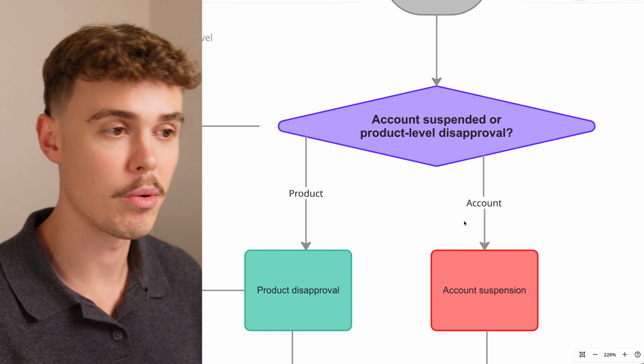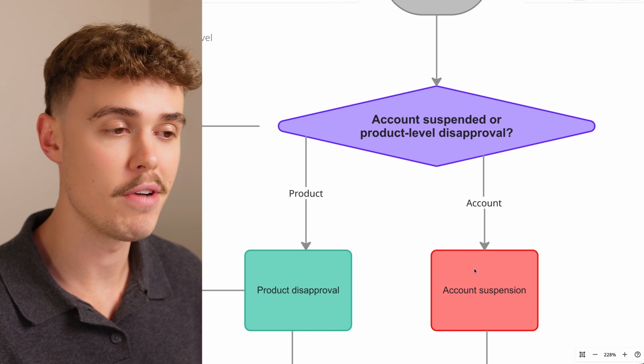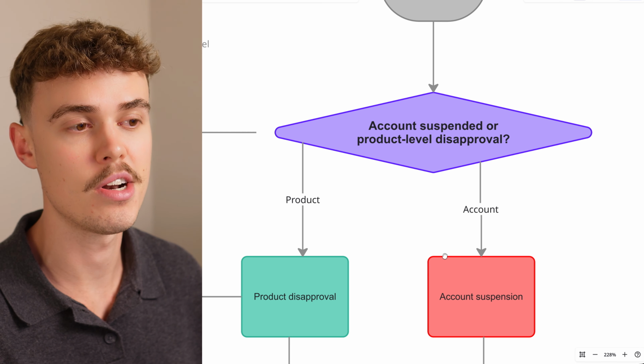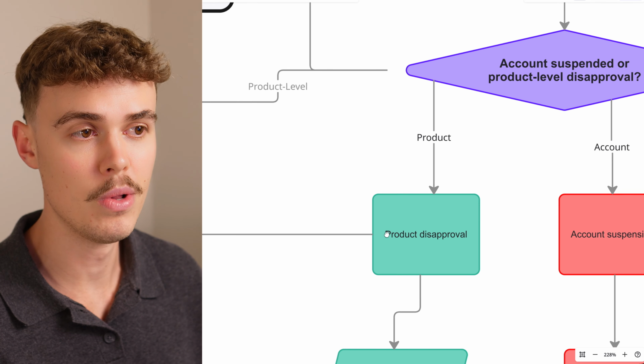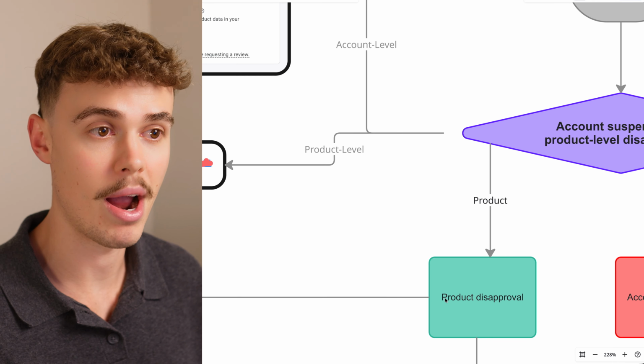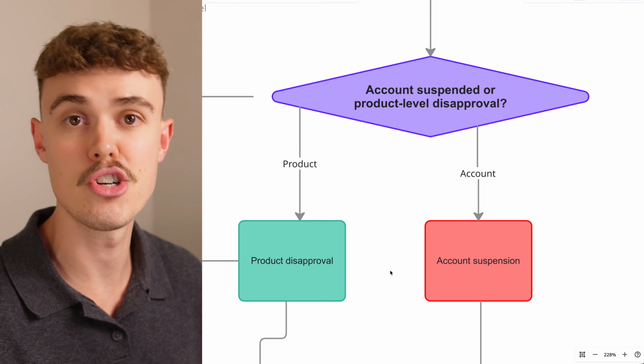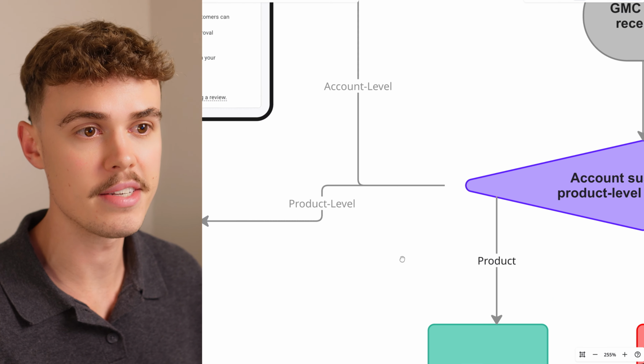So if you are struggling with an account level issue right now, just skip forward in the video to the account suspension section and you can see exactly how to fix that. But like I said, we're going to start with product disapproval and I'm going to show you how to figure out whether you have a product or account disapproval. If you're unsure, this is how you figure it out.